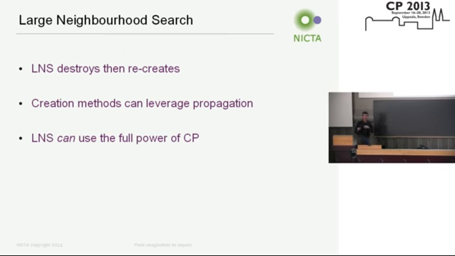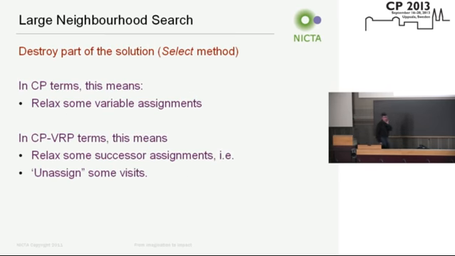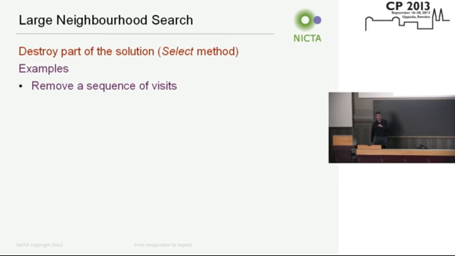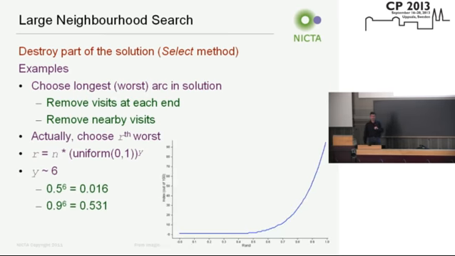A really nice method for employing this stuff is large neighborhood search. So I mentioned before that LNS destroys and then recreates. So the recreation can leverage this propagation, and it can use the full power of CP. So this is what I talked about before. I destroy part of the solution, which just means relax some of the variables. And that means move the visits onto the unassigned list. And I can destroy things in various ways. I can remove a sequence of visits, so an entire section of a route, or I can choose the worst arc in the solution and throw that away.